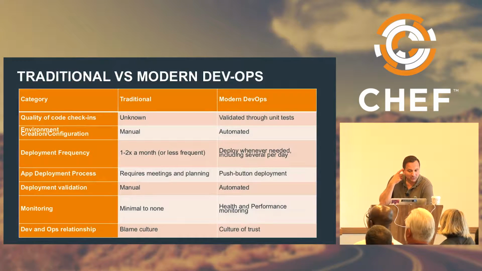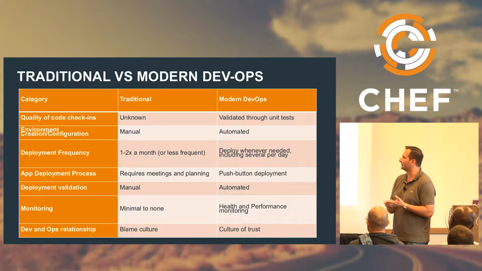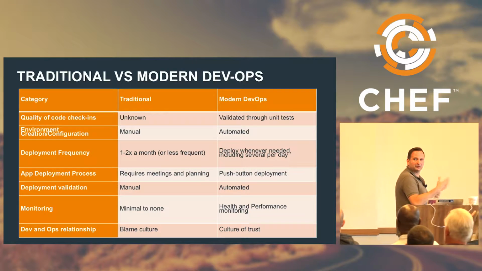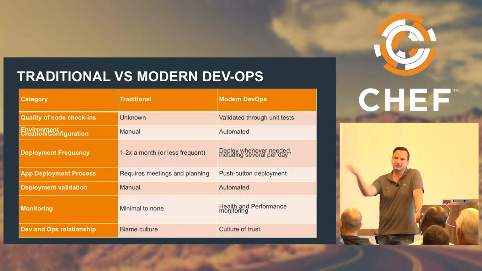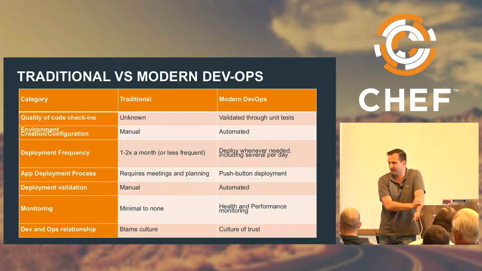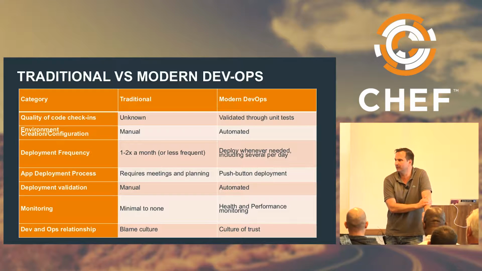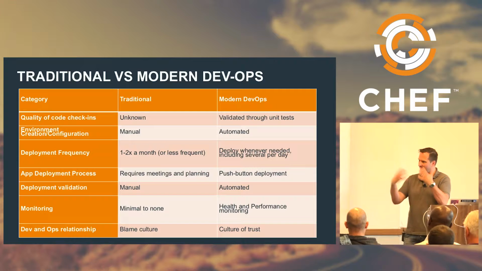So this is a slide, and that's by no means meant to be guidance, but this is what we've seen with traditional enterprises versus modern DevOps flow. So for traditional ones, quality of code check-ins, I mean, unknown is a little bit over the top, but there are some measurements and things like that. The environment creation was typically manual, right? So you went down to the IT department and said, hey, spin up a bunch of servers for me. The deployment frequency was max 1 to 2 times a month, or even less frequent. We had a lot of enterprise customers who deploy every 3 months, 6 months. And some of those things are not because they don't want to ship sooner. It's really coming down to all the testing stuff that I mentioned before.